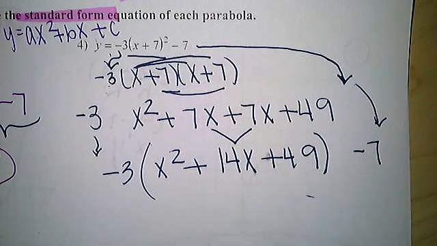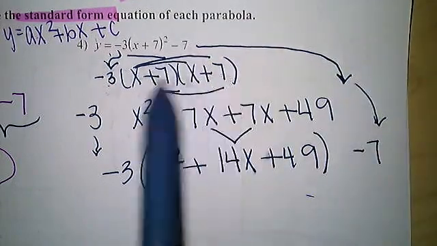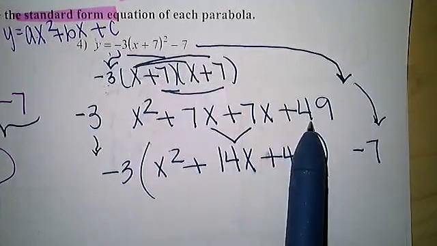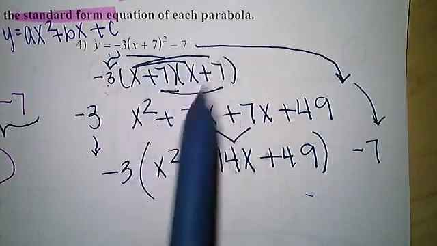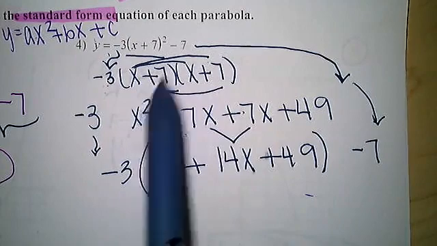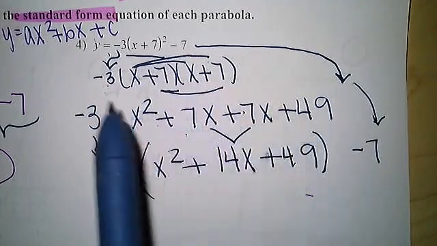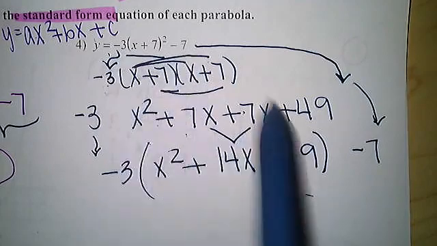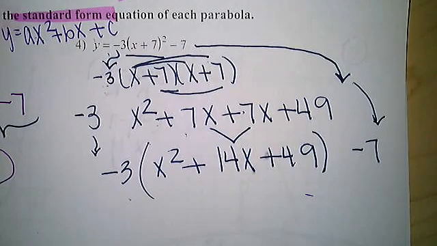The 49 times the -3. Right here. 7 times 7 is 49. So she got x times x is x squared. X times 7 is 7x, and 7x again. And 7 times 7 is 49. That's a really good question. So I would deal with all of that stuff first before touching that.